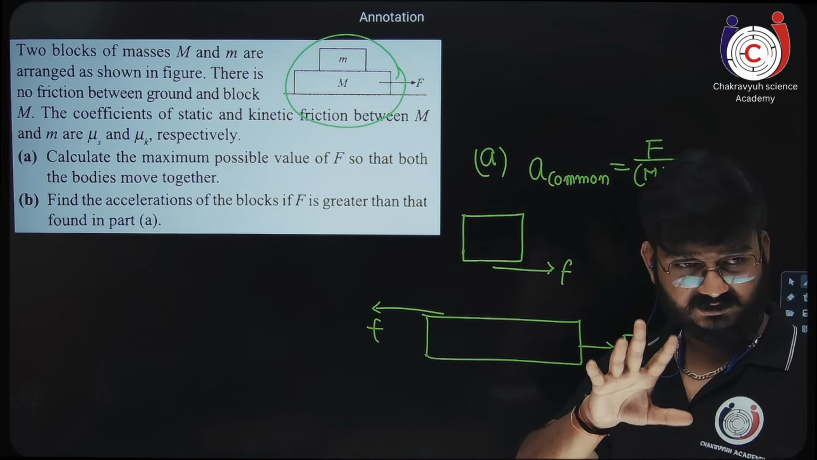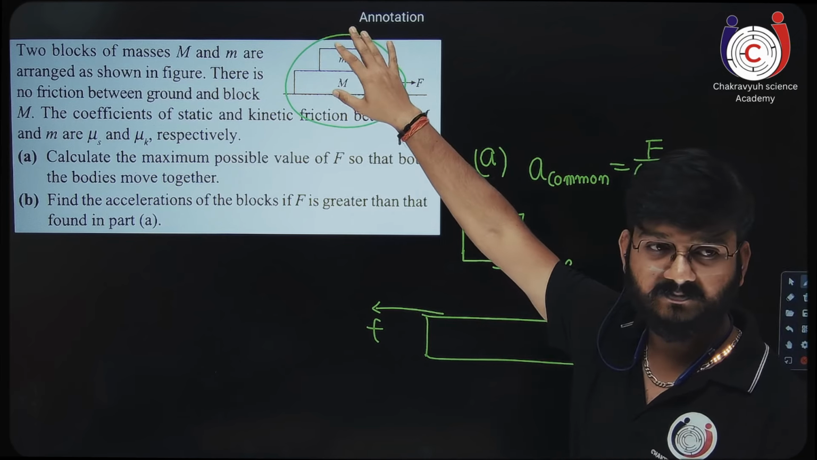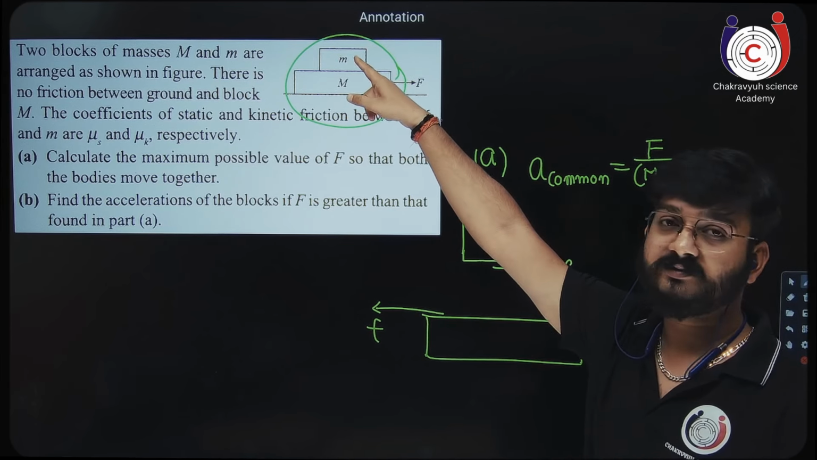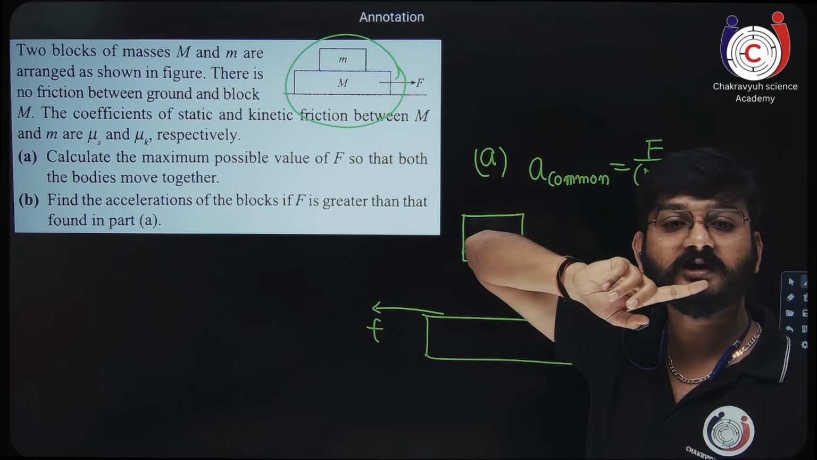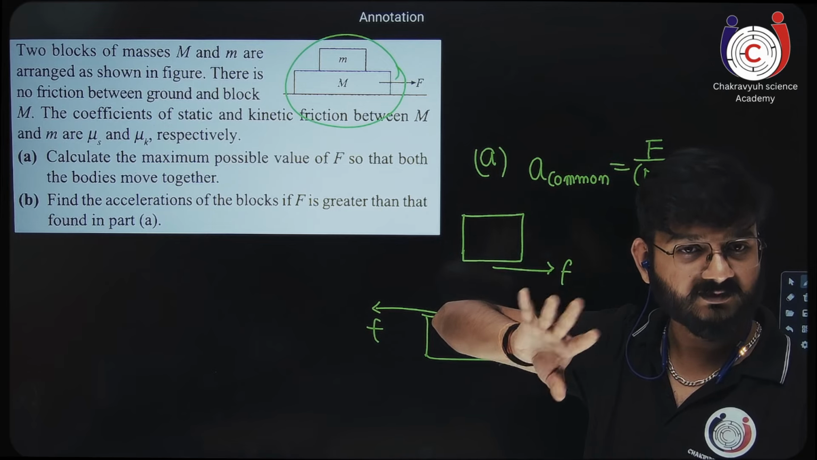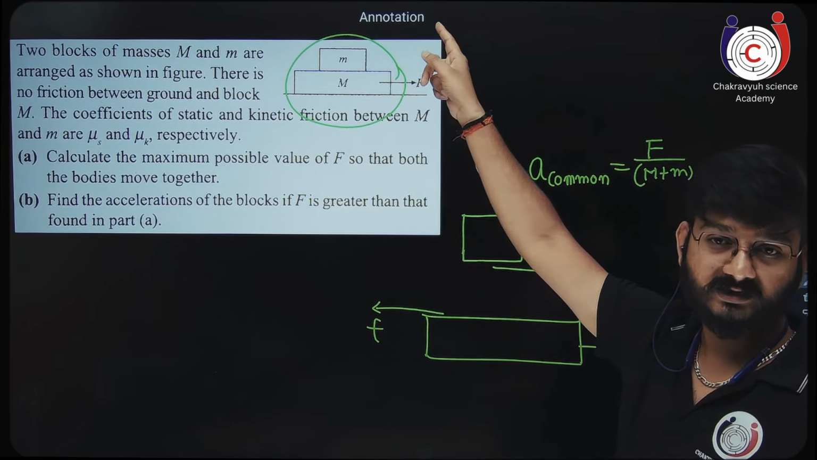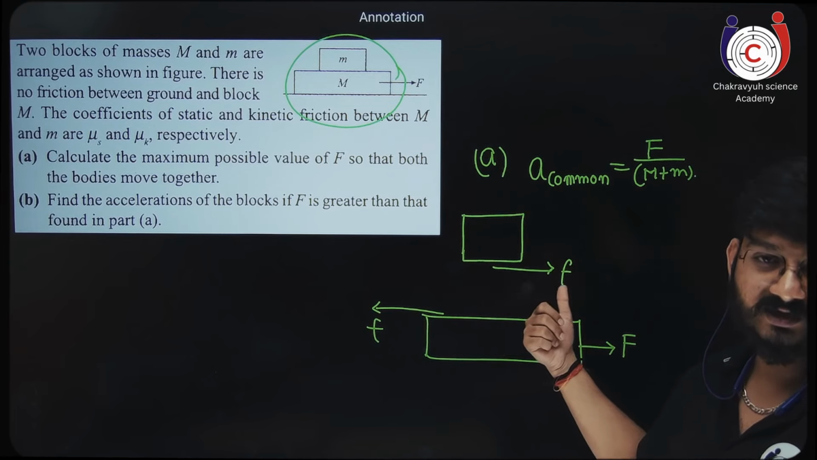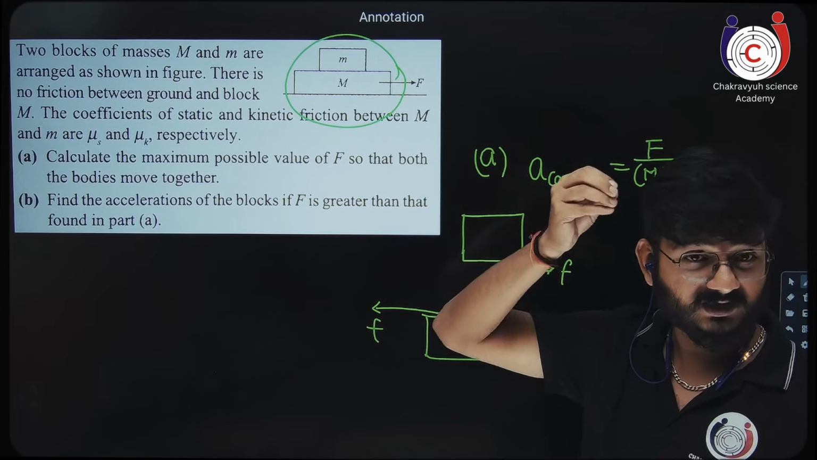Now second thing, listen to me carefully. The force is acting on capital or smaller one? Capital. So what will be the tendency of smaller one? To remain at rest. Friction will do what? Oppose. Friction always opposes the relative motion. So friction will try to make it move in which direction? Together. So friction should be in which direction? Left or right? Right. There is no other force acting on this.